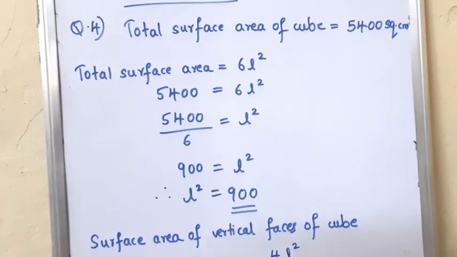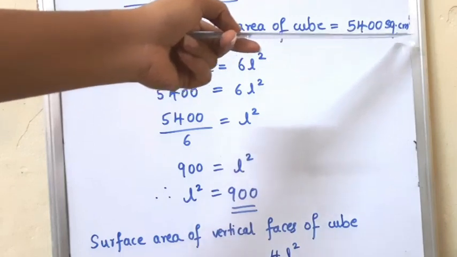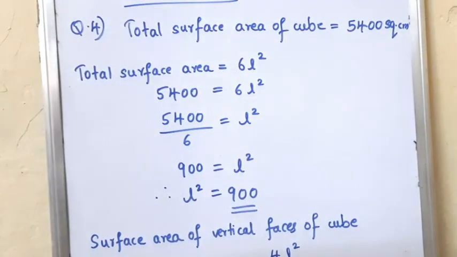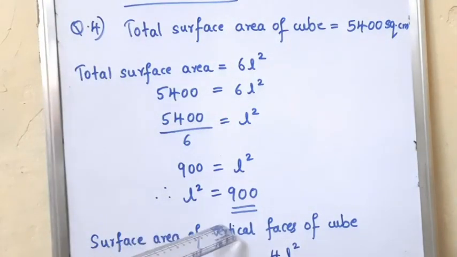Let's go to question number 4. I'll read out the question. Total surface area of a cube is 5400 square centimeter. Find the surface area of all vertical faces of the cube. Here again, a somewhat twisted type of question. They have given the total surface area of a cube as 5400 square centimeter. From this we have to find the surface area of vertical faces of the cube.